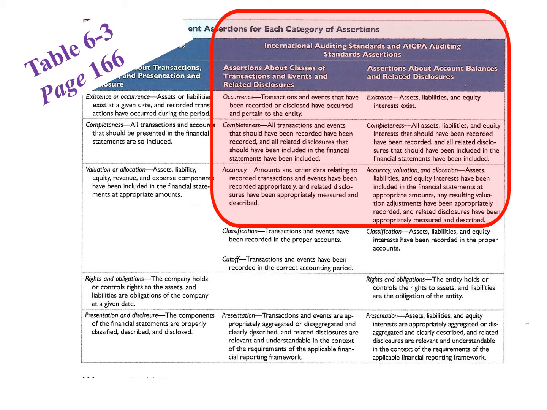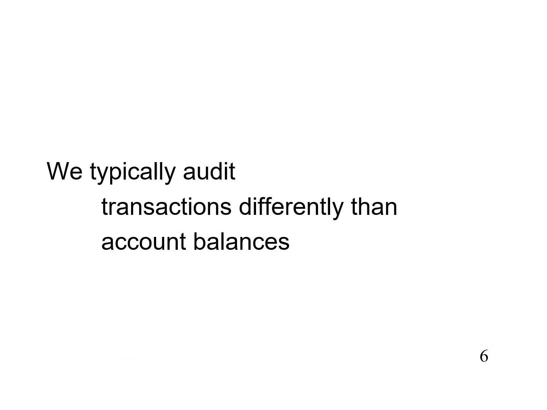We're focused on the assertions in the upper right-hand corner, those 6 assertions in the red block. There's only 6. I want you to spend some time and learn them because they're going to be on all 4 exams. We'll add some more later, but initially we're talking about those in the upper right-hand corner. The reason there are 2 columns is we typically audit transactions differently than account balances.